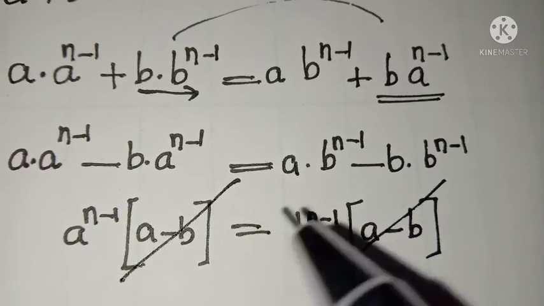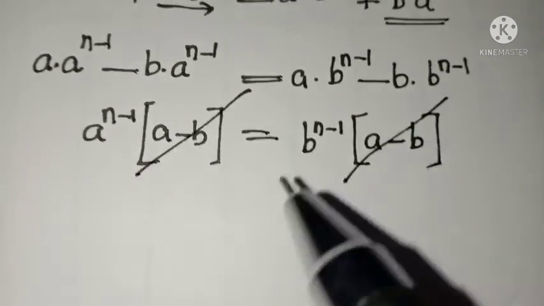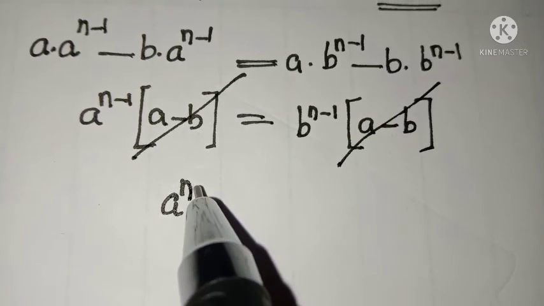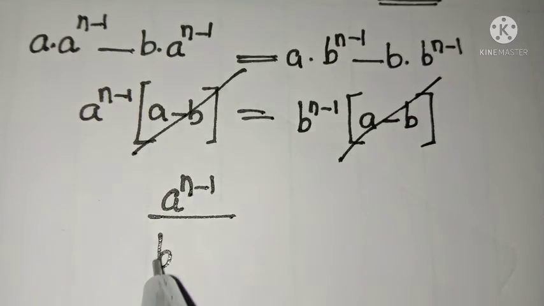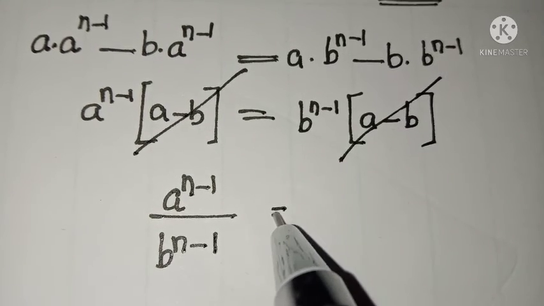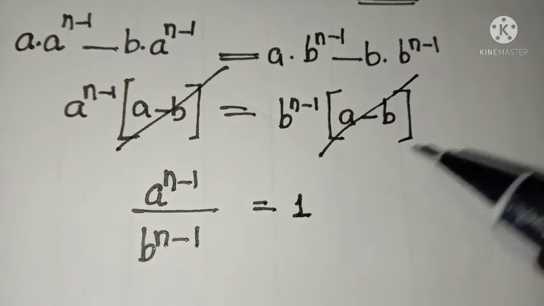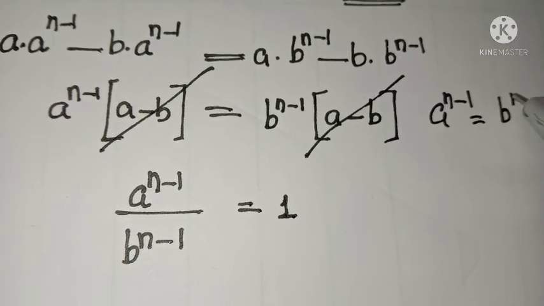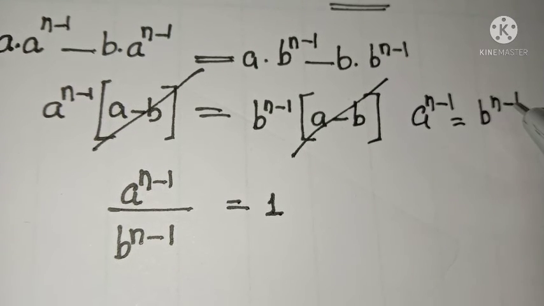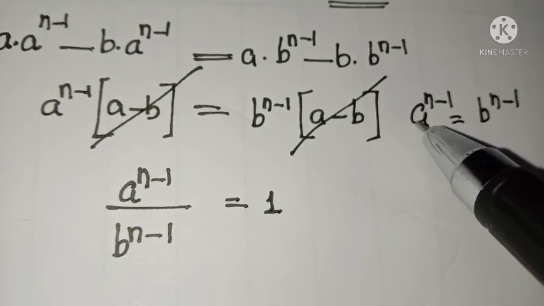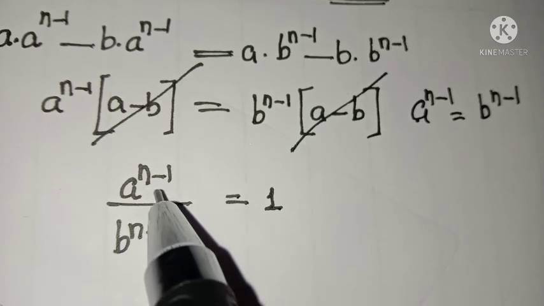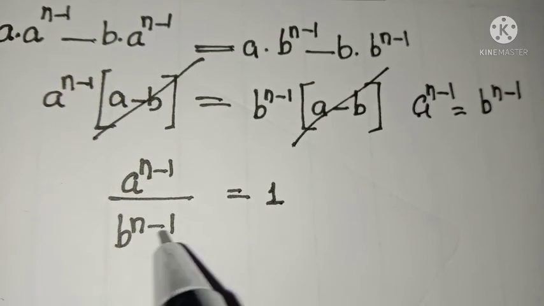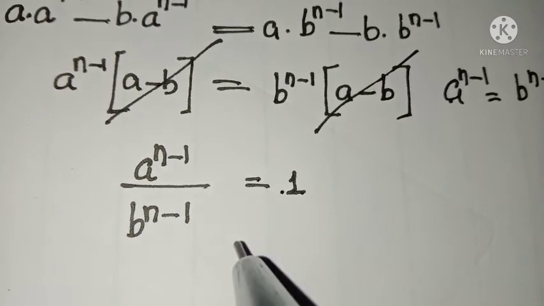Here we can cancel the common factor a minus b, remaining a raised to n minus 1 by b raised to n minus 1 equal to 1. Okay, or a raised to n minus 1 equal to b raised to n minus 1. Take this b raised to n minus 1 to the left side. So this becomes a raised to n minus 1 by b raised to n minus 1 equal to 1.